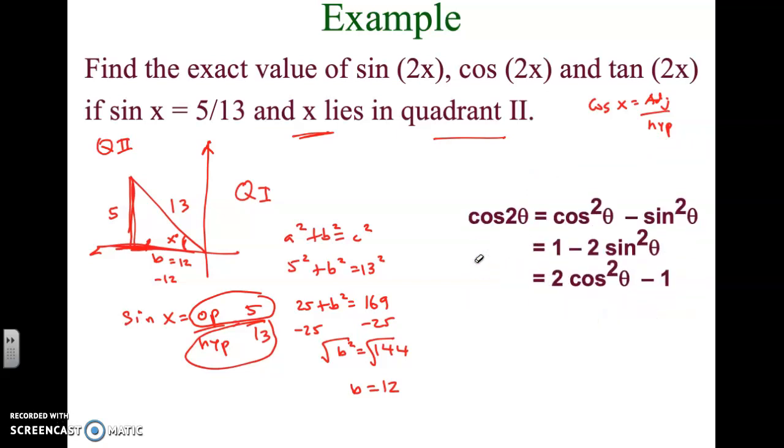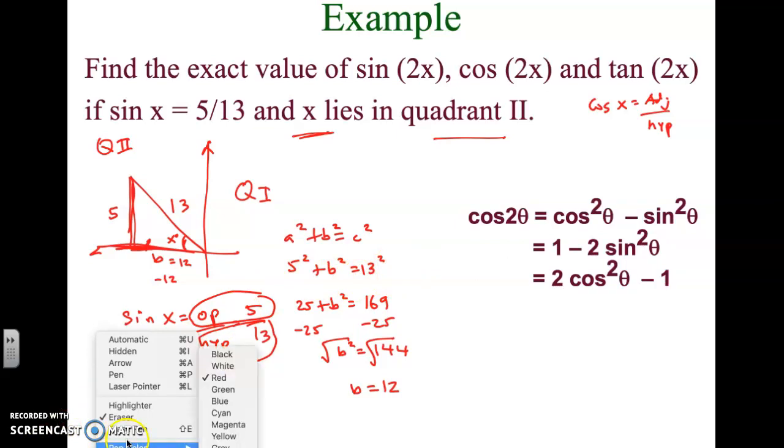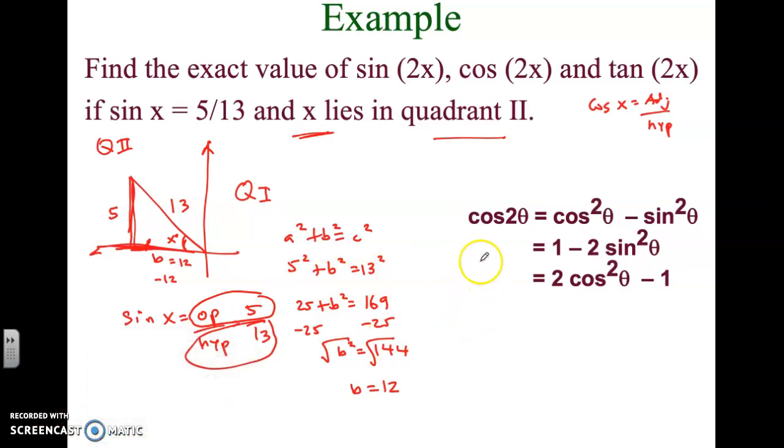My next identity is cosine. For cosine, I have those three options. Which one do I use? It doesn't matter which one I use. It's going to be the same thing.